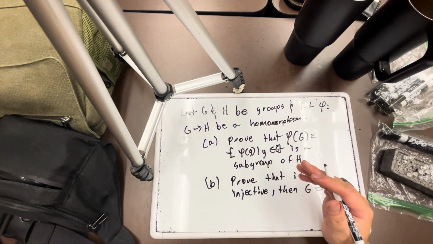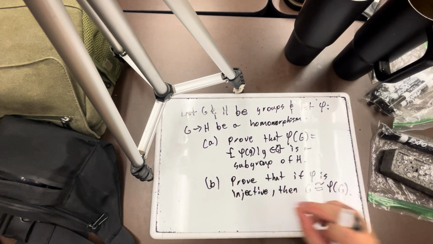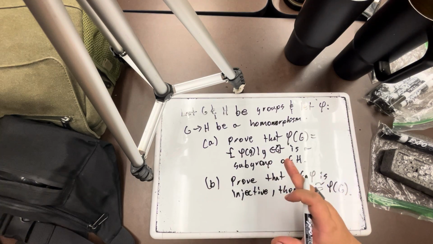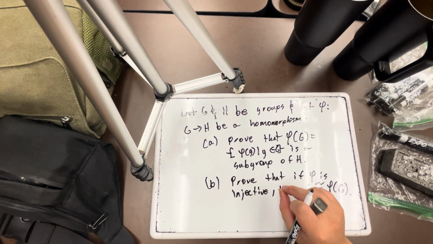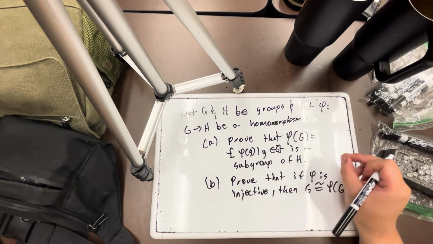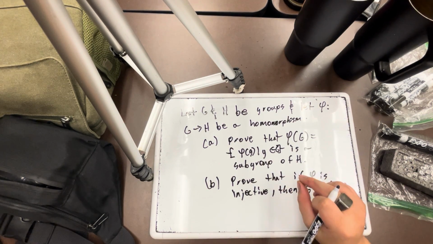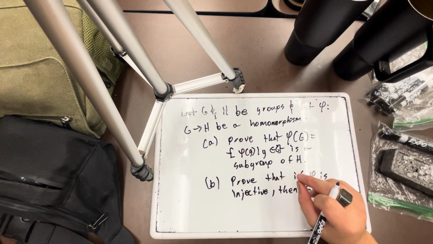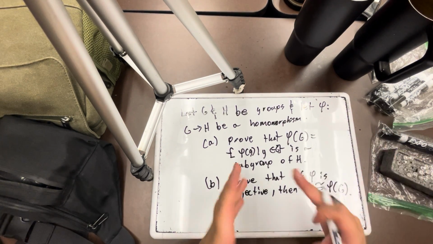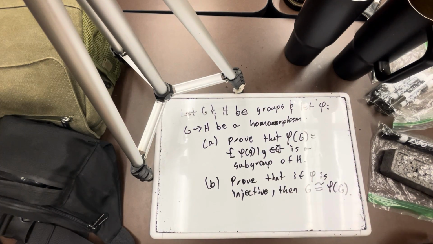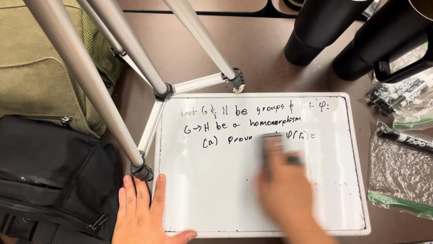Now, let's see. Intuitively, images of homomorphisms are stable under the operation and inverses because φ respects multiplication and inversion. For B, we can restrict the codomain to φ(G). Then φ becomes a bijective homomorphism, also known as an isomorphism, right? So let's look at that more rigorously.